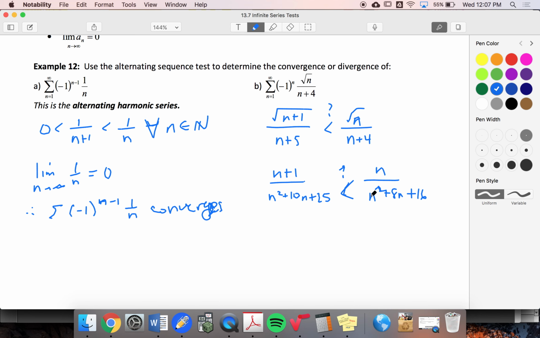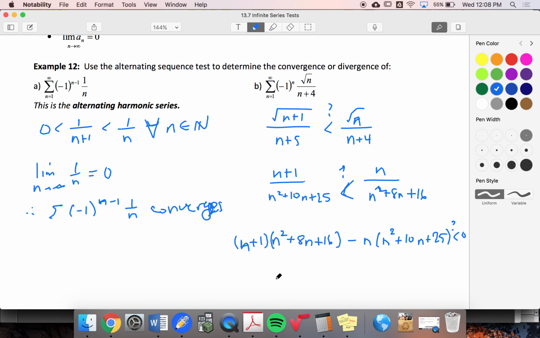So I'm going to multiply my n plus 1 times this. I'm going to subtract n times this. So I'll have n plus 1 times n squared plus 8n plus 16, minus n times n squared plus 10n plus 25. And my question is, is that less than 0?